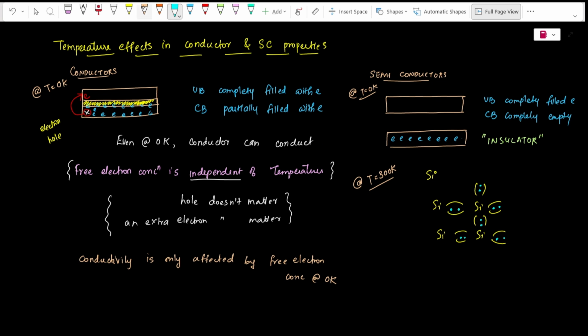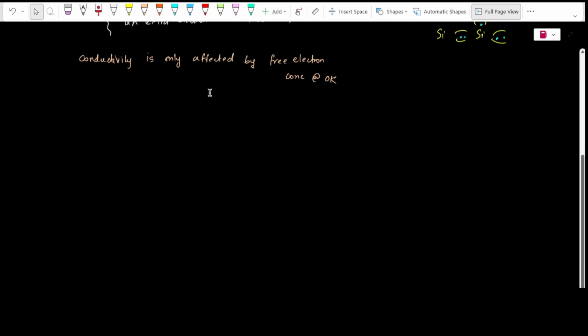So when I apply temperature, some of these covalent bonds are going to break. So what happens when a covalent bond breaks? This electron excites itself to the conduction band. So this electron goes to the conduction band, and this leads to a vacancy. So what happens here is something like this.